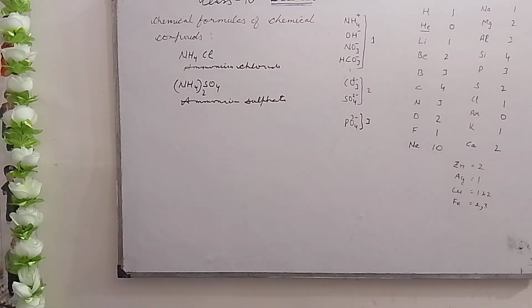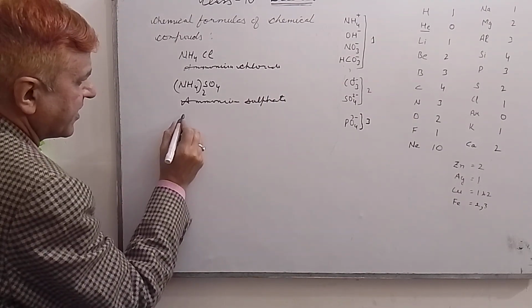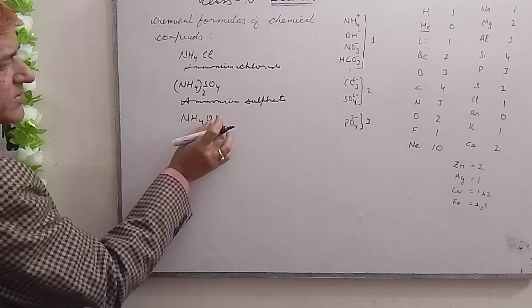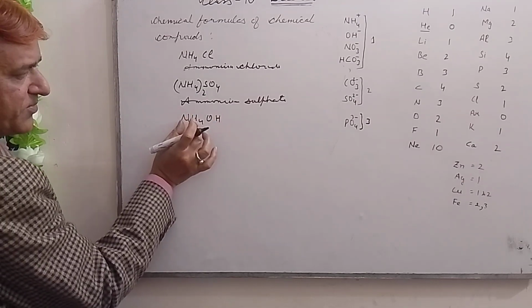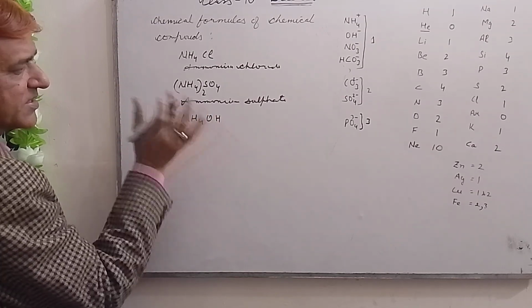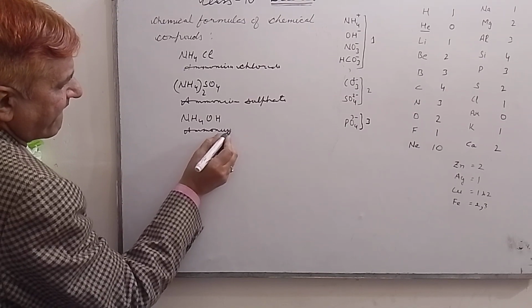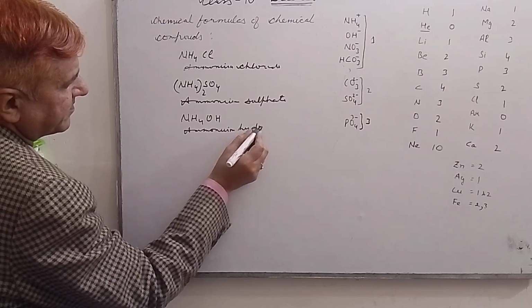Then I have ammonium hydroxide. What is the valency of hydroxide? 1. What is the valency of ammonium? 1. So this will remain as it is. So this is ammonium hydroxide.